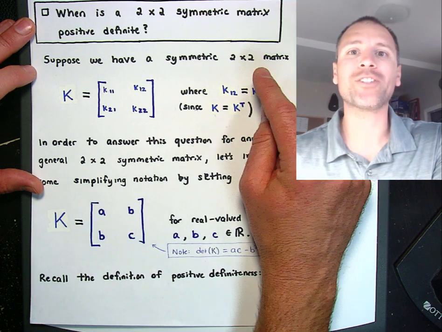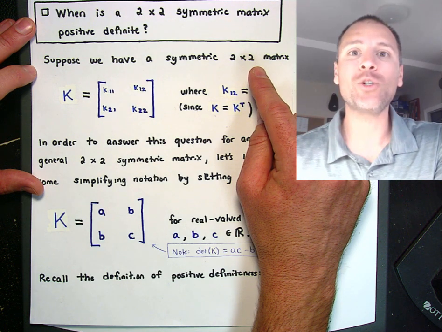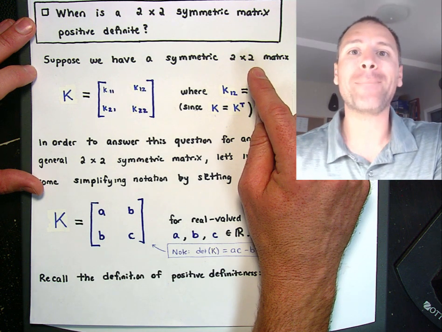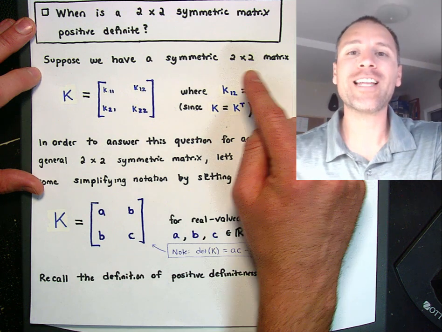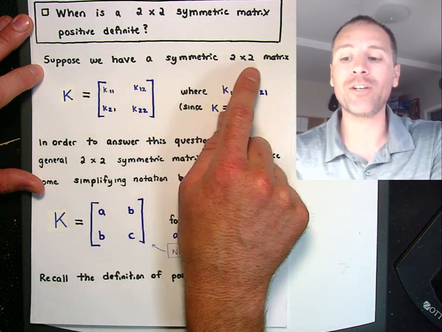In this video, we're going to try to get an answer to the question, when is a 2 by 2 symmetric matrix positive definite? In order to set this question up, let's make some assumptions. So suppose we have a symmetric 2 by 2 matrix.